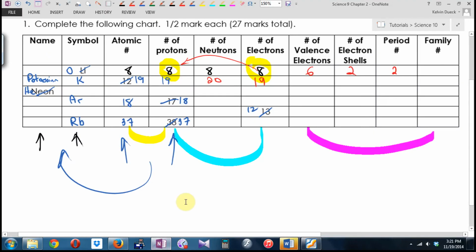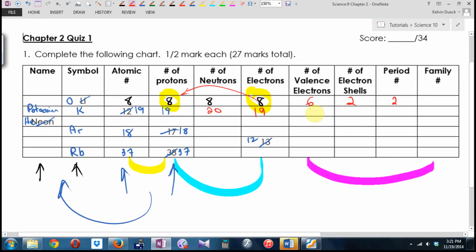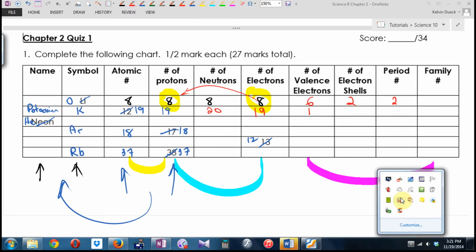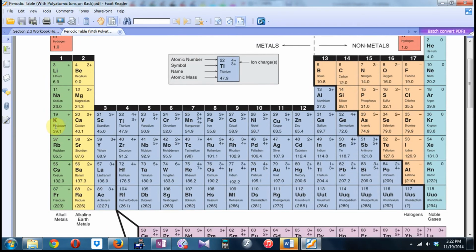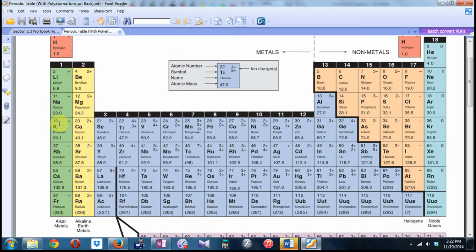So let's go back to our chart. How many valence electrons for potassium? 1. How many electron shells? Give me a second here. Pause the video. So, how many electron shells does potassium have? See it? That's how many valence electrons. How many shells does it have?